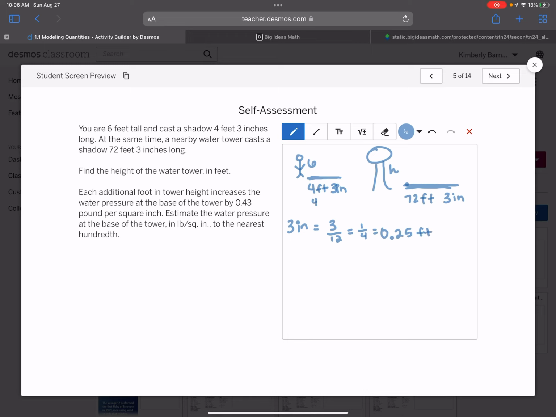So that means I have 4.25 here and 72.25 here. All right, so I'm going to set up my proportion just like I did in my first example to find the height of the water tower. So my person's proportion, 6 over 4.25, equals my water tower's ratio, h over 72.25. And then I'm just solving for h.